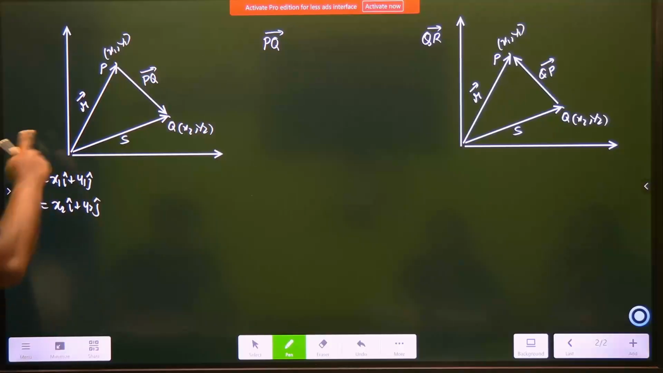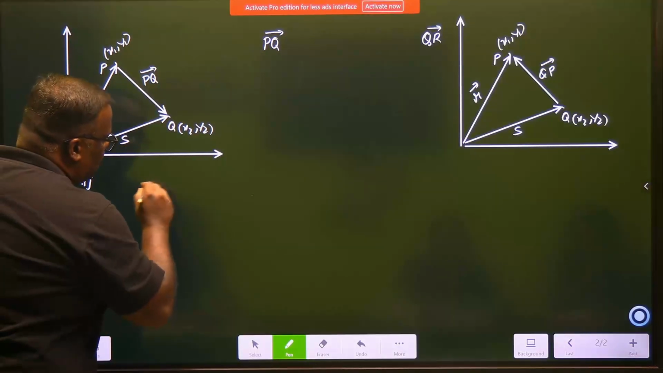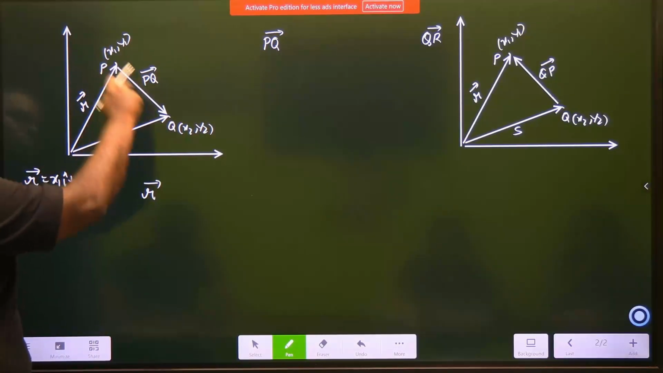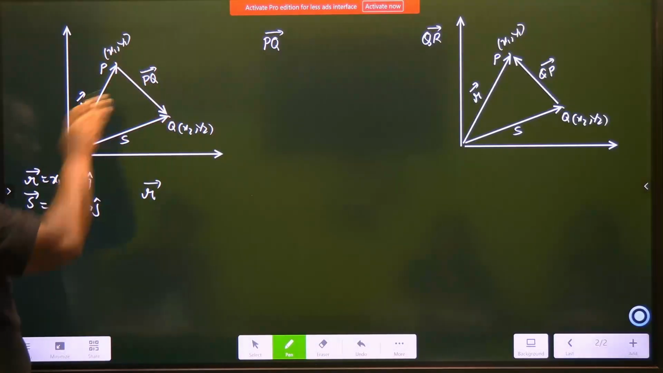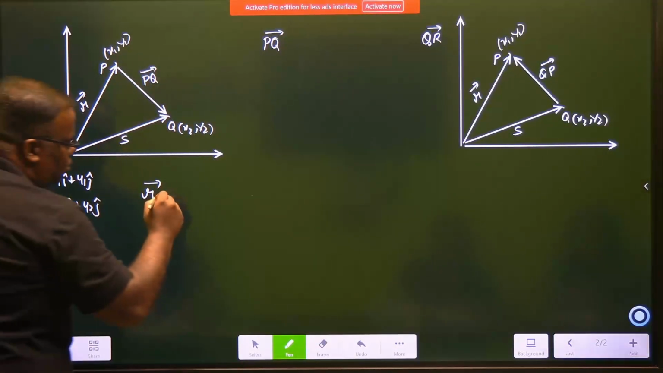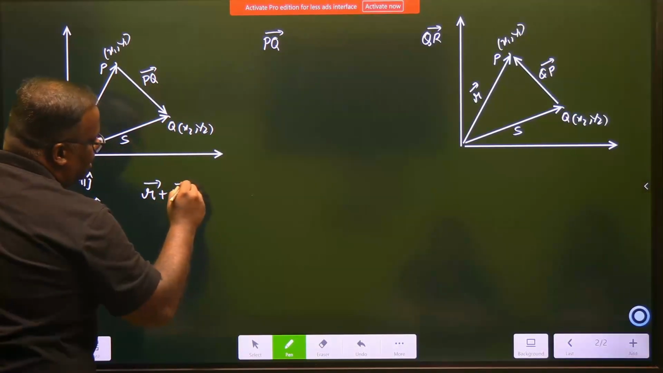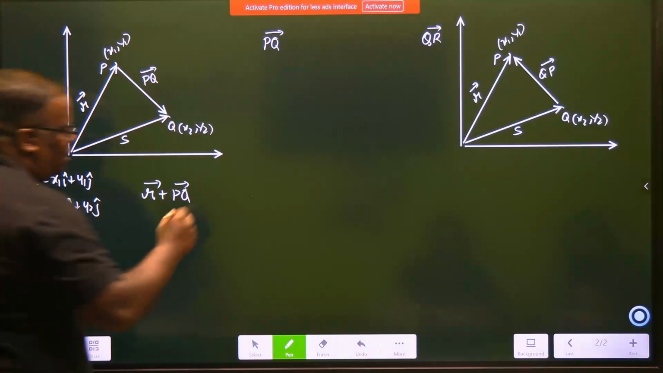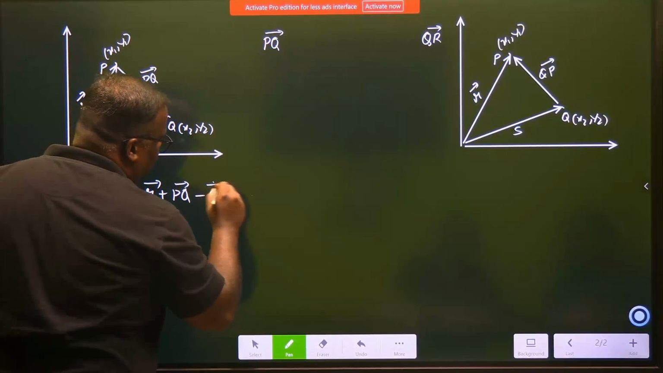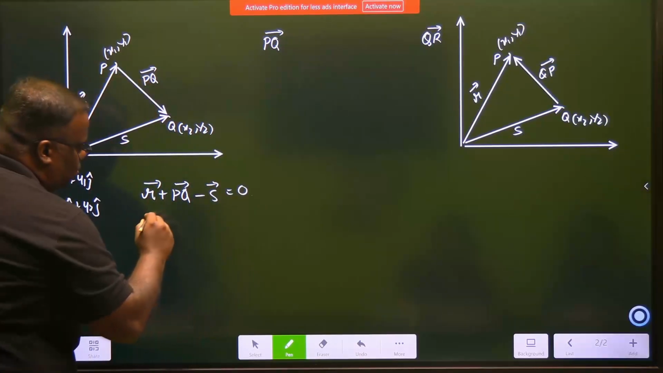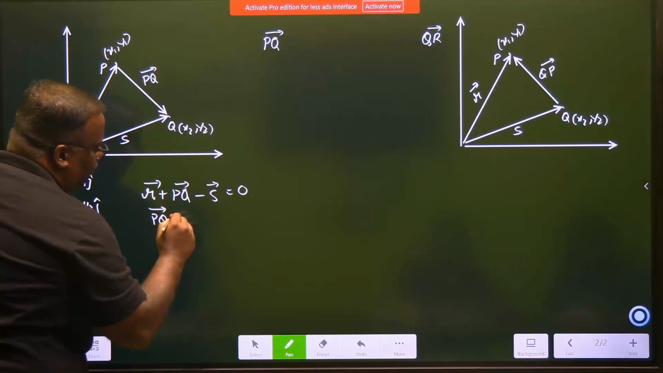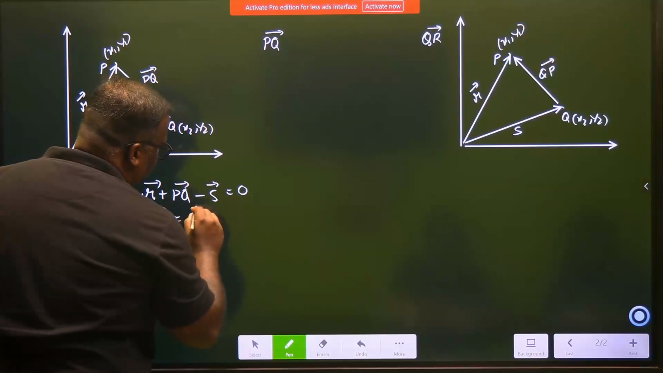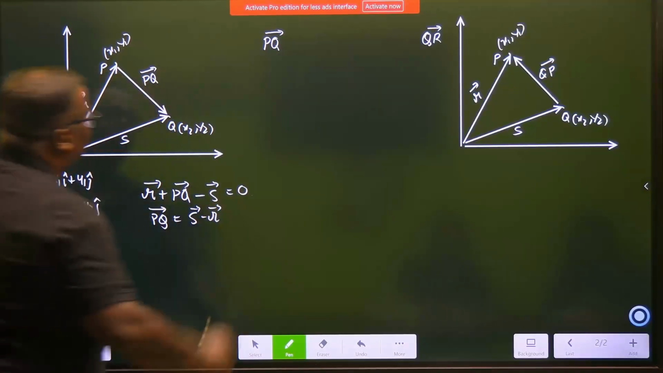So you start from here. How do you start? You take R vector and you go PQ, means you are still moving along the same side, head to tail. So you say this is PQ. And then you suddenly say, S is obstructing you. So you can say minus S vector should be equal to 0. So if you want to separate PQ vector from here, it would be S minus R vector.